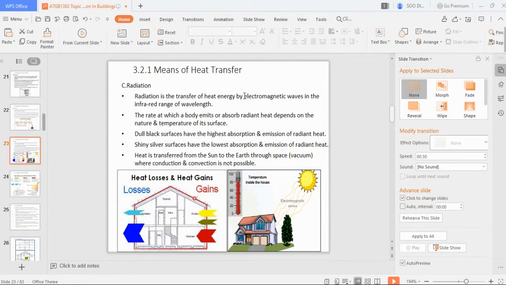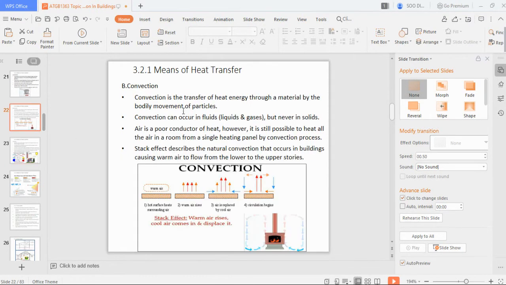And then finally we have our radiation. Radiation is a transfer of heat energy by electromagnetic waves in the infrared range of wavelength. Dull black surfaces have a high absorption and shiny surfaces have a low absorption. How the heat from the sun is transferred to earth is through radiation. So we do not need any medium of transfer.